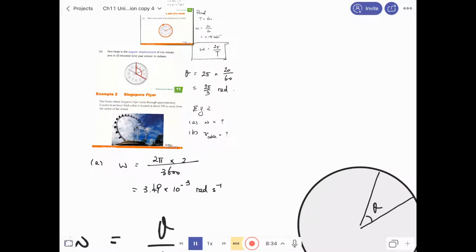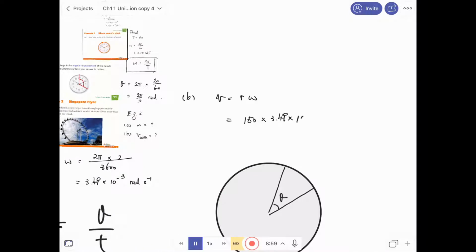And refer back to our question. If we ask what is the linear speed of the Ferris wheel, and given you have omega equal to 3.49 times 10 to the power negative 3, then v equals r omega, that is 150 times 3.49 times 10 to the power negative 3, and for the linear speed the unit is meter per second.